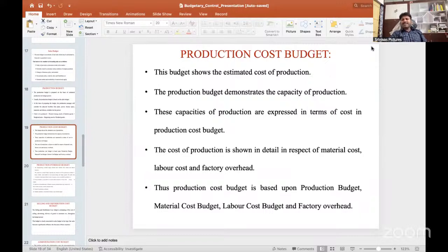The production budget demonstrates the capacity of production. This capacity of production is expressed in terms of cost. In the cost budget, the cost of production is shown in detail in respect of material cost, labor, and factory overhead. This production cost is based on the production budget, material cost budget, and labor cost budget.